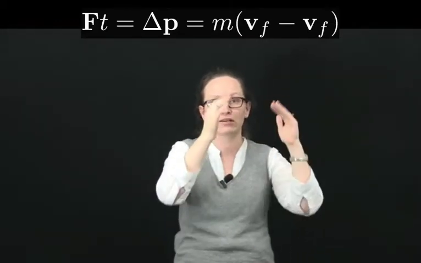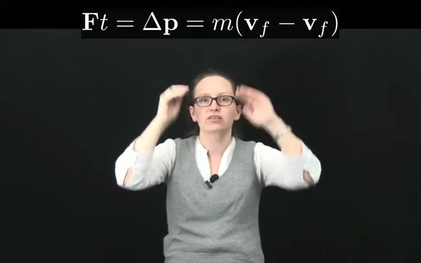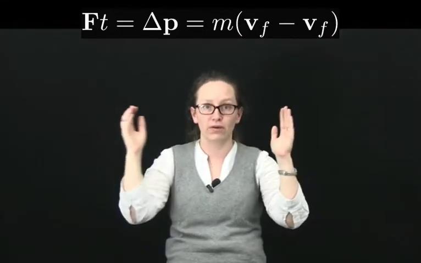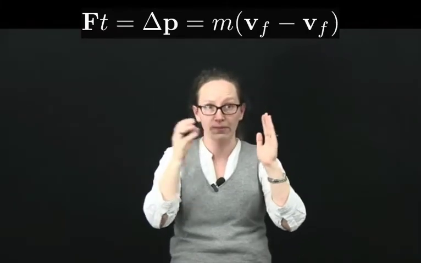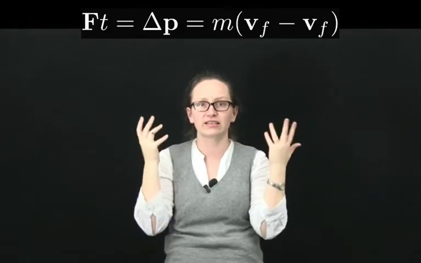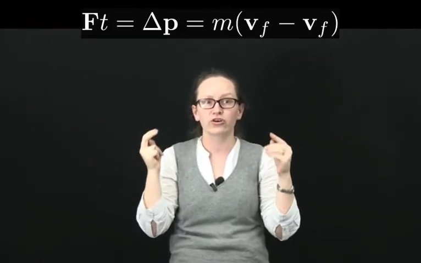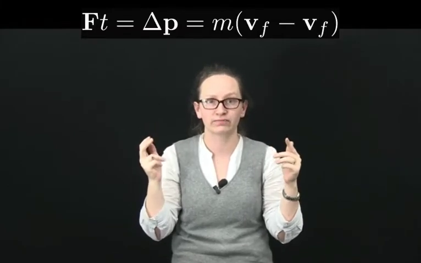If we want to decrease the force on the passengers, then we need to increase the time over which the passengers come to a stop. So one way that cars do this is crumple zones. Let's have a look at a clip now showing crumple zones in action.